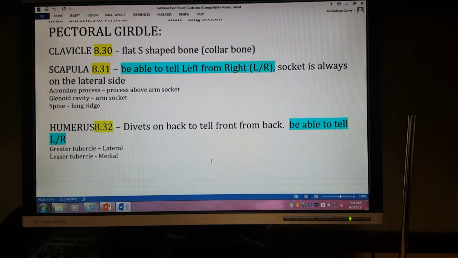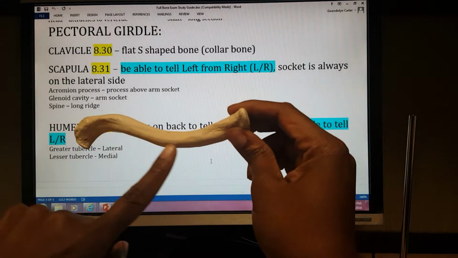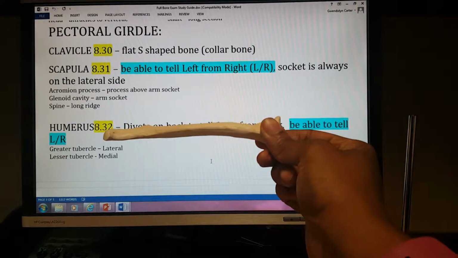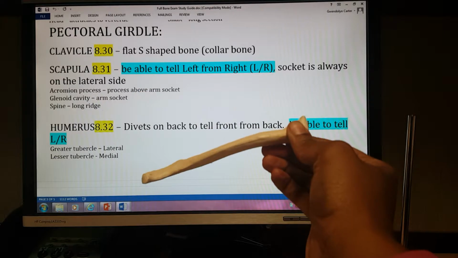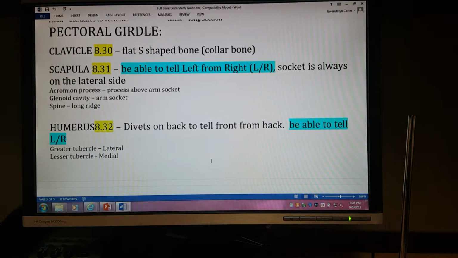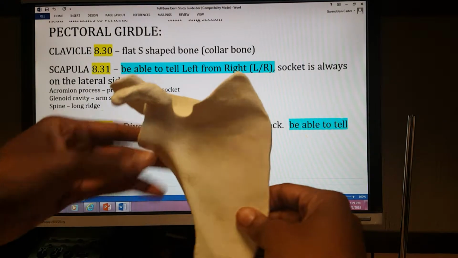So showing a better version of your clavicle. It's an S-shaped bone, looking from the top, S-shaped. It is also flat. So for the test, you just have to be able to identify that this bone is the clavicle. So on the back is the scapula, a kind of triangular shaped bone.